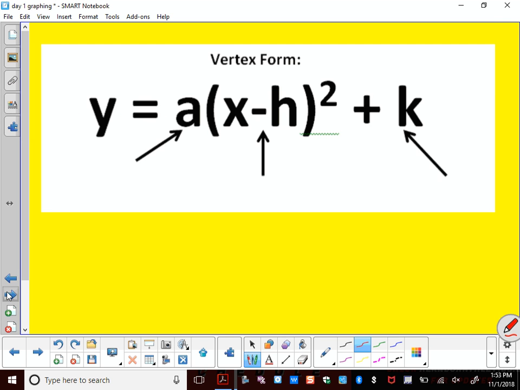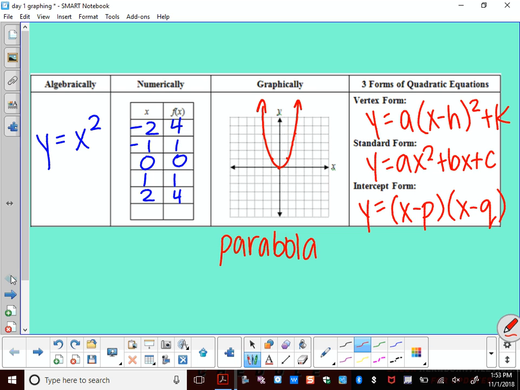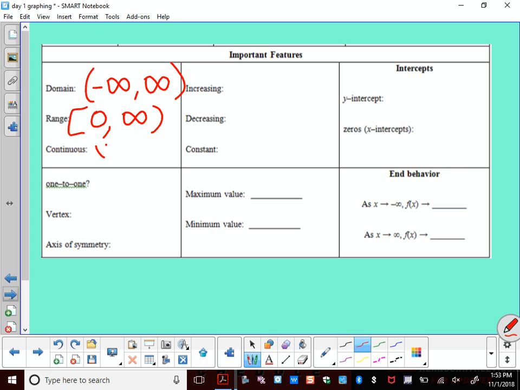Alright, is it continuous? Yes, I can go from left side to my right side without picking up my pencil. So it is continuous. There are no holes in my graph. What do you mean by holes? Like it's not like I have a graph that looks like this and then it keeps going. It's like a circle there. Oh, okay, so that's always going to be yes.